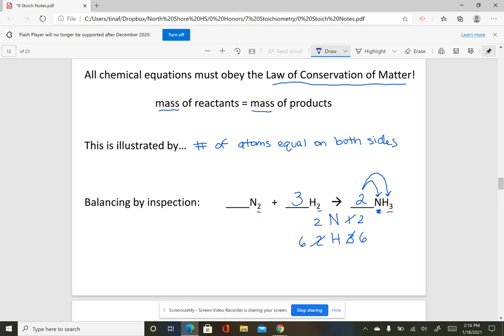So now I have 2 nitrogens on each side. I have 6 hydrogens on each side. This equation is balanced. And wherever you have no coefficients, you could either leave it blank or you could just write a 1. And now my number of atoms are the same on both sides, so I've conserved mass. Okay?